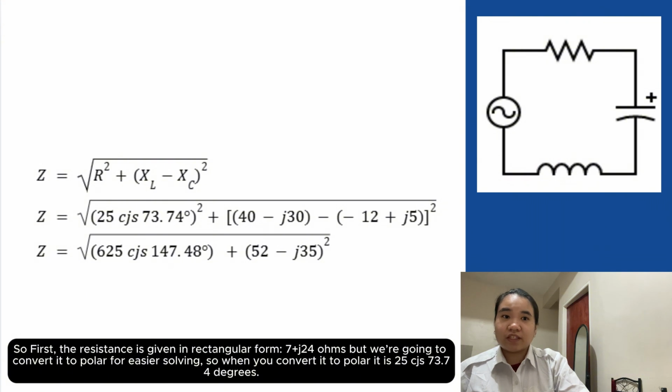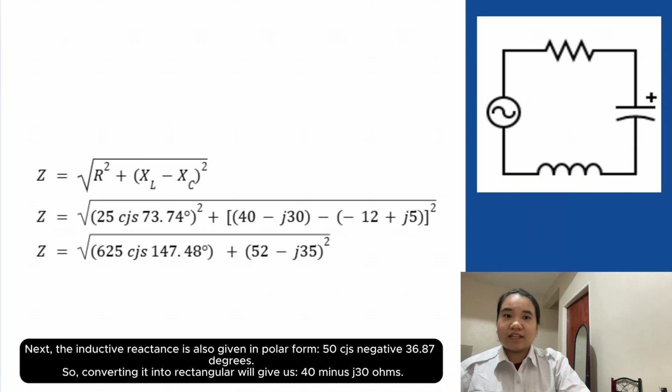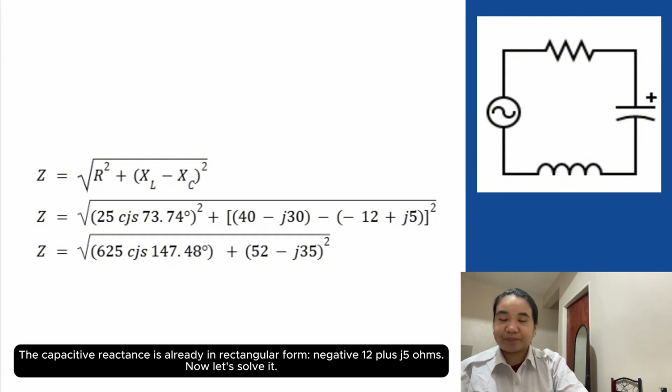So when you convert it to polar form, it is 25∠73.74 degrees. Next, the inductive reactance is also given in polar form, which is 50∠-36.87 degrees. So converting it into rectangular form will give us 40 minus j30 ohms. The capacitive reactance is already in rectangular form, which is negative 12 plus j5 ohms. So now let's solve it.